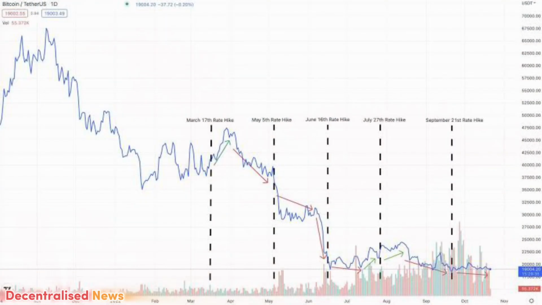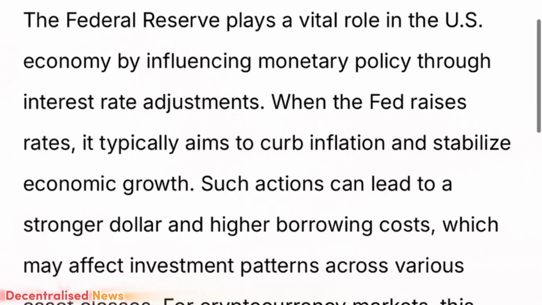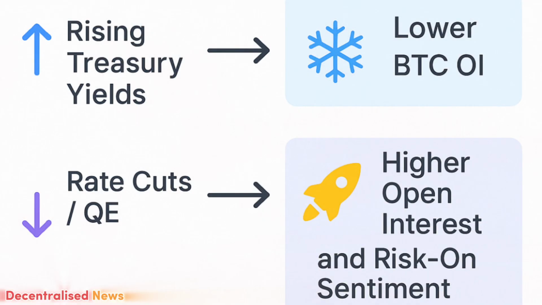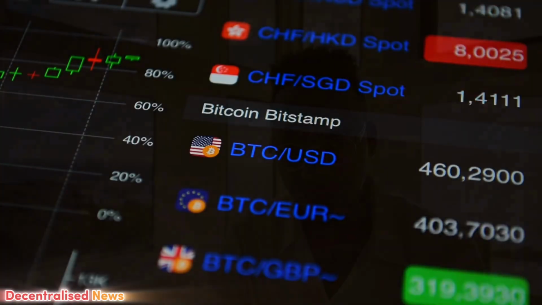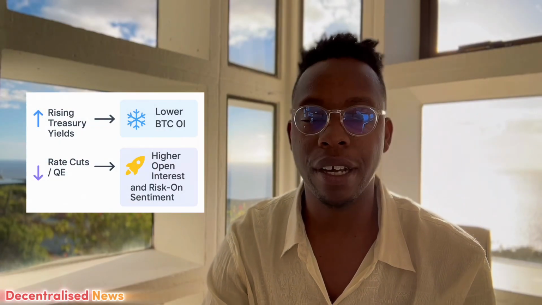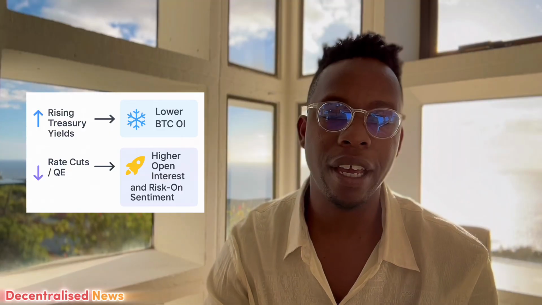Let's talk about Fed rates, Treasury yields, BTC futures and the correlation there. Interest rates do shape everything. When the Fed hikes rates, risk assets, and we consider crypto a risk asset here, typically see reduced flows, an increased cost of leverage, and reduced BTC futures open interest. When the Fed cuts rates or injects liquidity via QE, traders flood into high beta assets, and crypto perps are often first in line. So the correlation is: rising Treasury yields equal lower BTC open interest, while rate cuts or QE mean higher open interest and risk-on sentiment.